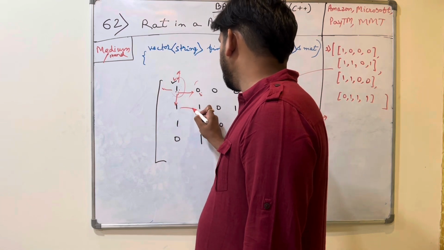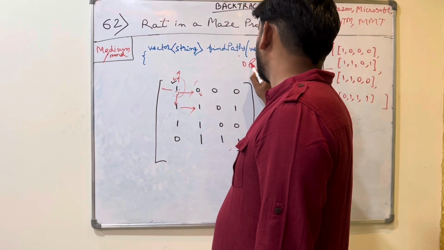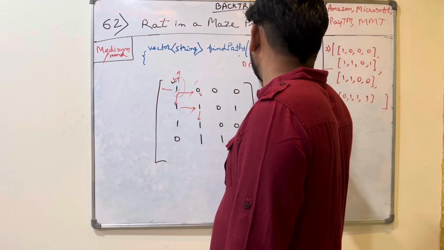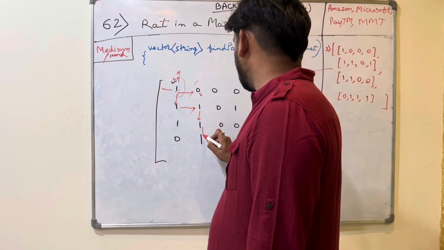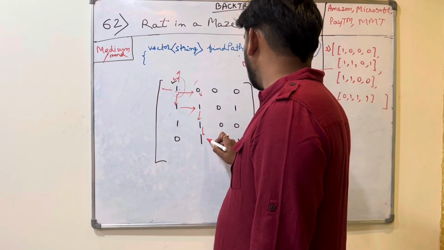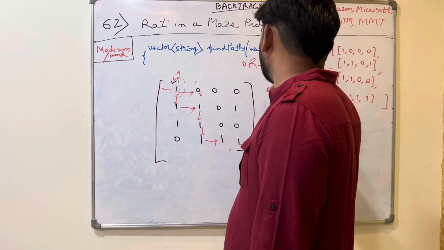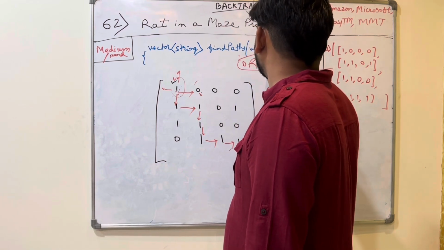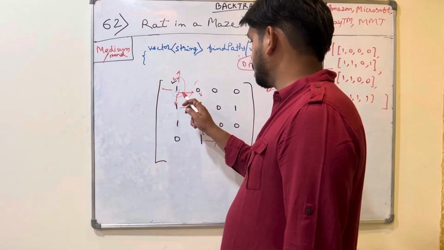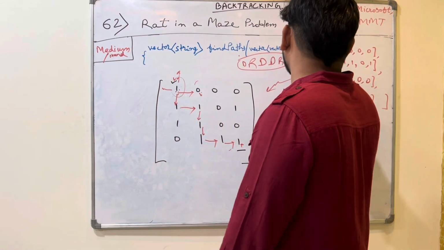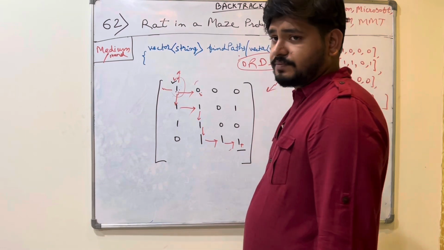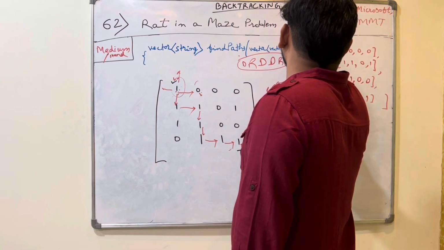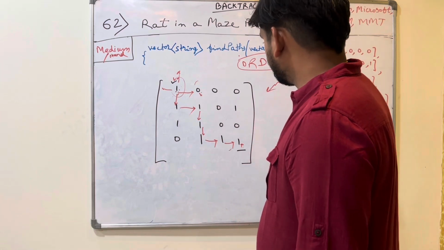Assume we take the path right. It went right, so we wrote R. Then it can go only down, so down, down, and then again right, right. This is one path which, if it follows, will let it reach from source to destination, that is from 0 0 to n-1 n-1 if the size is given as n. The matrix is n by n. Now this is one path.